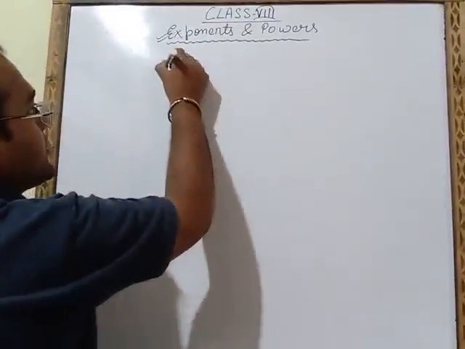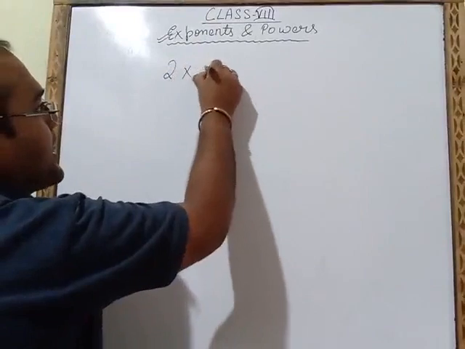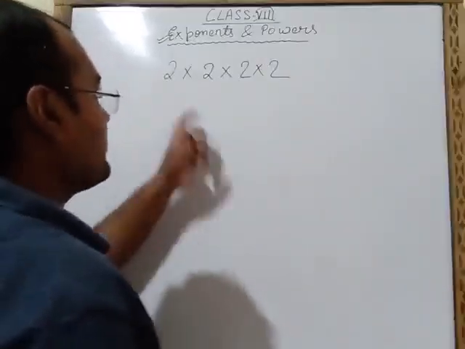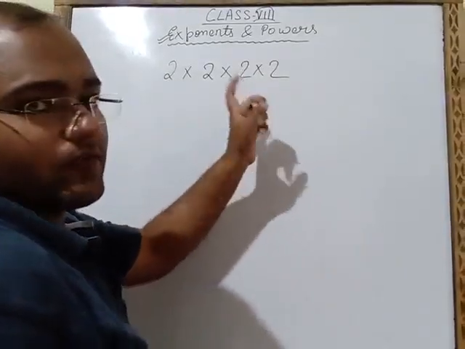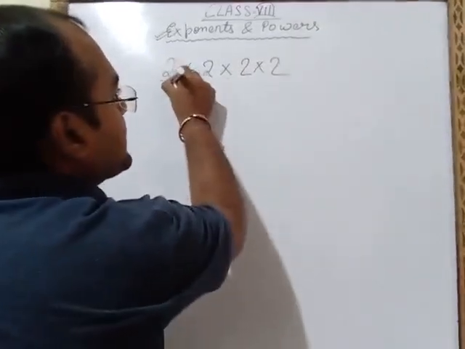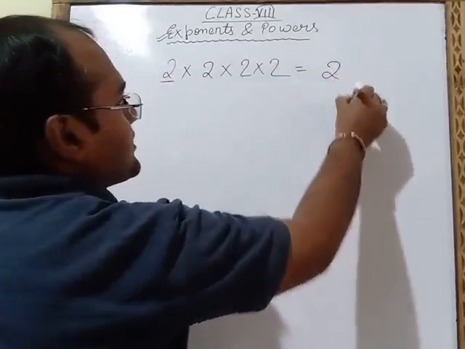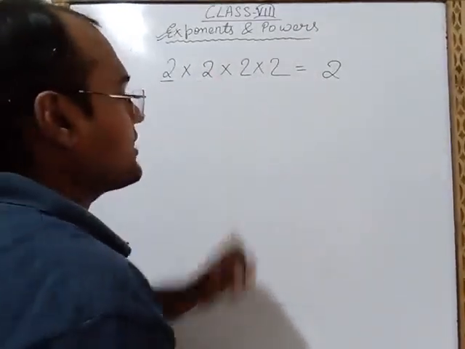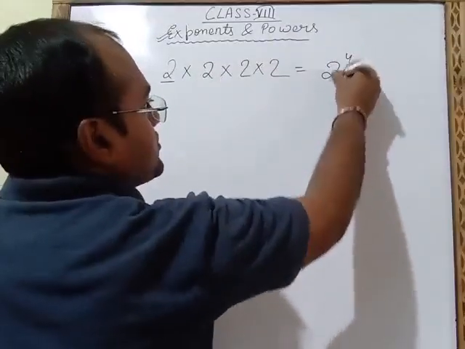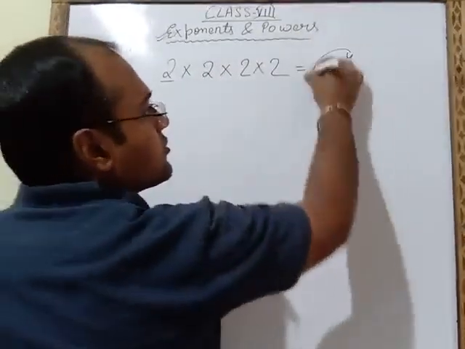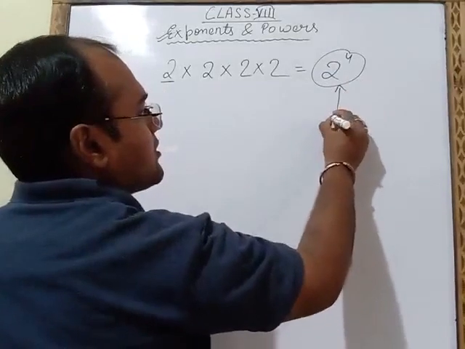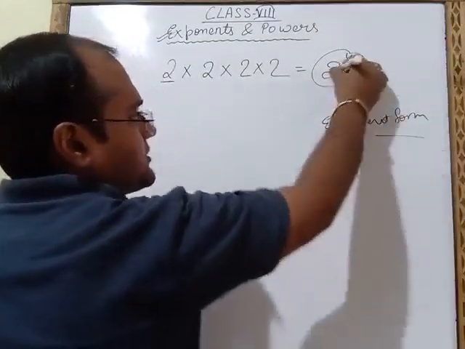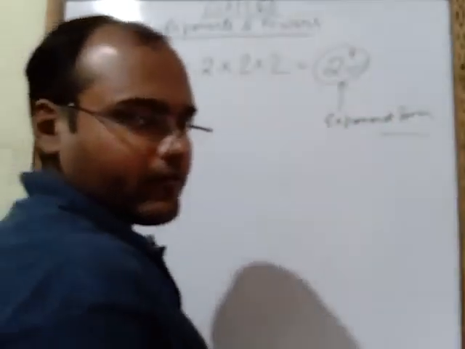Suppose I have taken one number 2 and I am multiplying it 4 times. If I multiply the same number 4 times, then I can write this number in terms of power. How many times is this 2 coming? 2 is coming 4 times. So I can write this as 2 raised to the power 4. This representation is called exponent form.